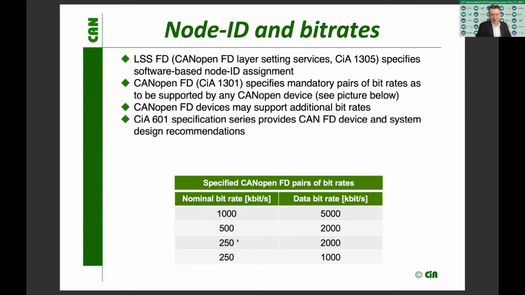CANopen FD bit rates are different than in CANopen. In CANopen we have 8 bit rates to choose from, and at least one shall be supported. In CANopen FD it is a little bit more complicated, so we need mandatory pairs of bit rates. So every device comes with these mandatory pairs, since CANopen FD, as CAN FD, has a nominal bitrate and a data bitrate. So these are reasonable combinations that work perfectly with each other, already defined in their bit timing. And there is a table, pictured here, that provides this assignment. The picture can be found in specification 1301.